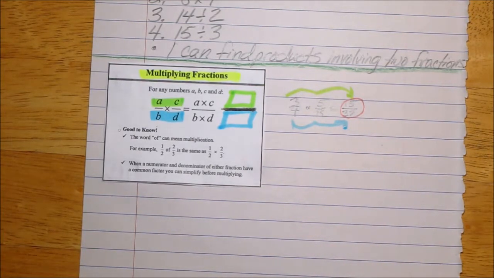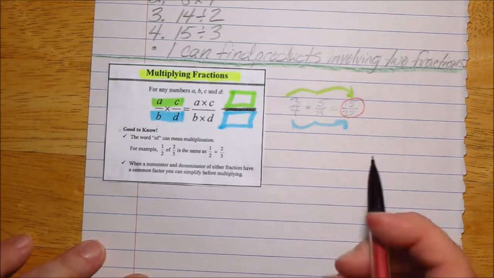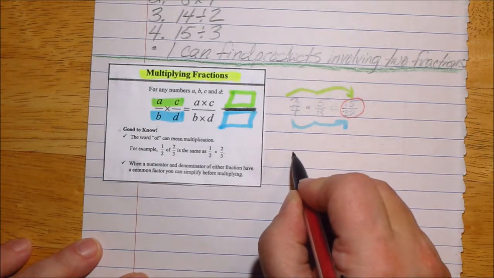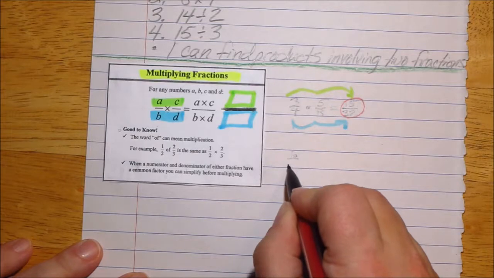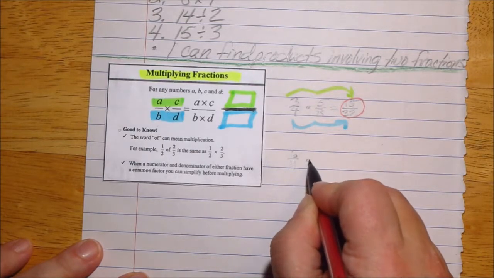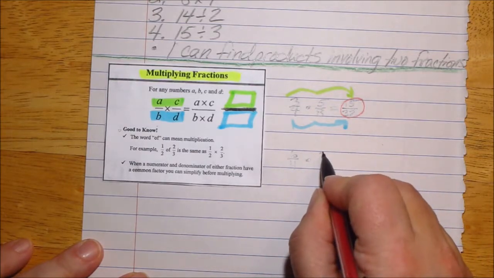And that's how you multiply fractions. Now, that's the simplest version of how it can be done, because now we need to talk about something called cross reduce. All right? So here's our next problem. Did I say cross multiply? I meant cross reduce. All right, 6/11 times 2/3.